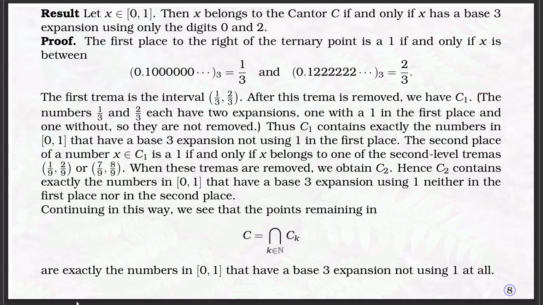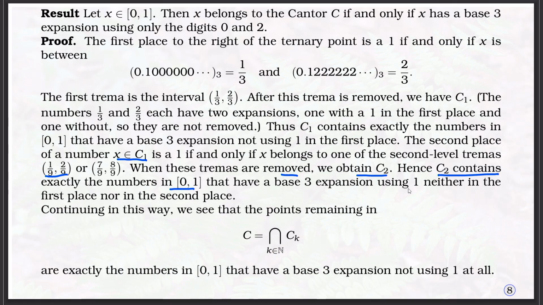Now, the second place of a number x in C1 is the digit 1 if and only if x belongs to one of the second level intervals (1/9, 2/9) or (7/9, 8/9). When these intervals are removed, we obtain the set C2. Hence, C2 contains exactly the numbers in [0,1] that have a base 3 expansion using 1 neither in the first place nor in the second place.